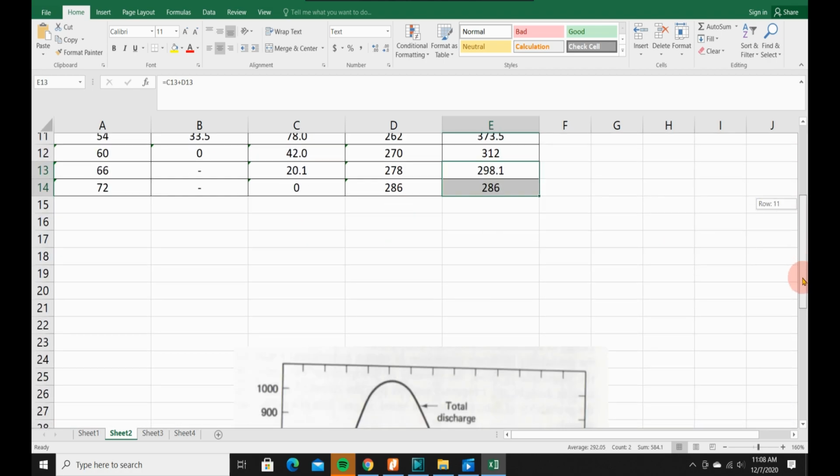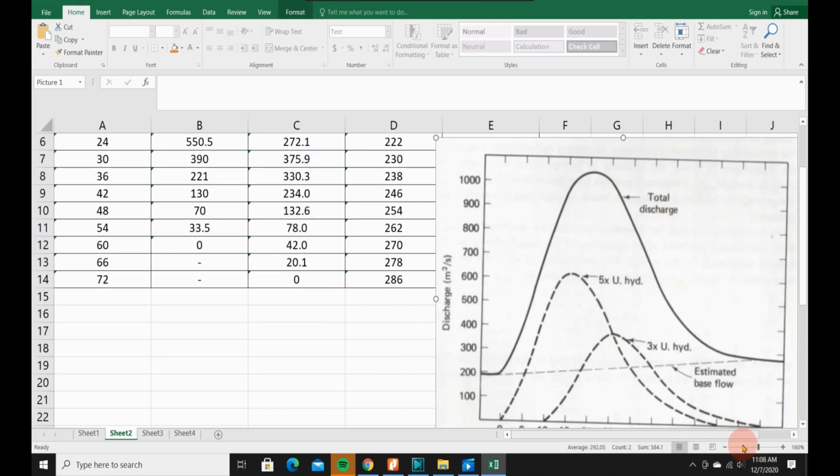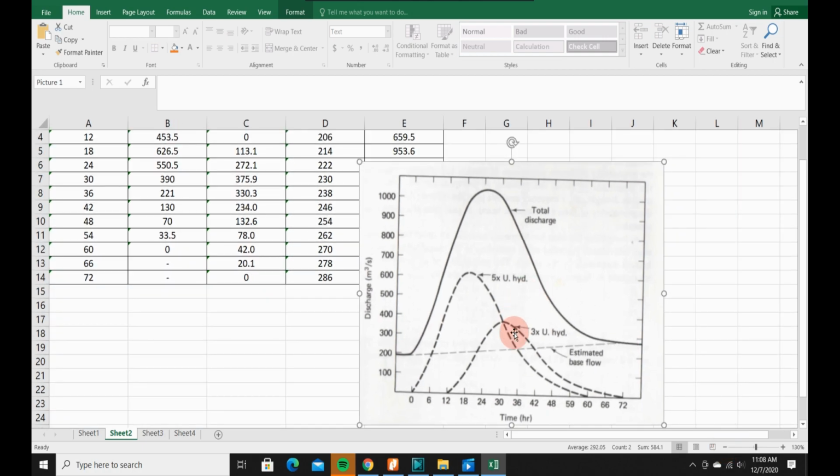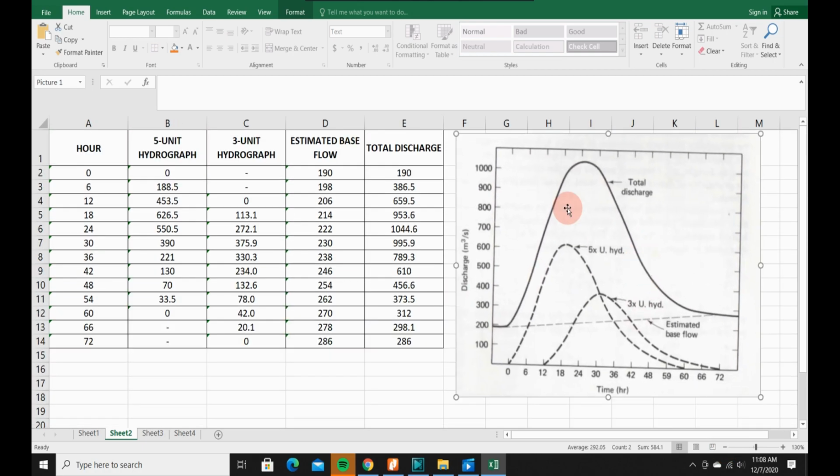And for the graphical representation, we have here the graph for the total discharge, the 5 unit hydrograph, and then the 3 unit hydrograph. It shows here the relationship between the discharge in cubic meter per second and the time in hours. So for the first graph, the total discharge, as you can see at time 0, the total discharge is 190. At the 6th hour, it is around 386.5, and the rest of the data.